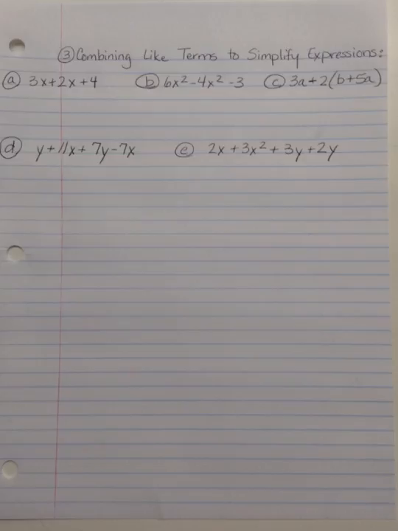Okay, let's go ahead and look and see what we can combine. Remember that like terms have to have the same variable raised to the same power. So in example A, 3x and 2x have the same variable. They both have x, and it's the same power because it's just really the power of 1. And so I can combine those two, and 3x plus 2x gives me 5x. And then I can't combine anything with 4 because I have no more numbers, so it's just going to be 5x plus 4. And that's as simplified as I can get without more information.